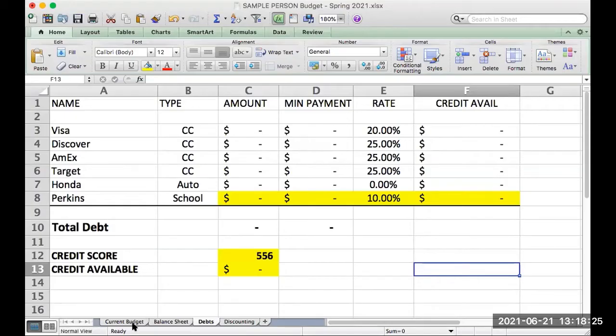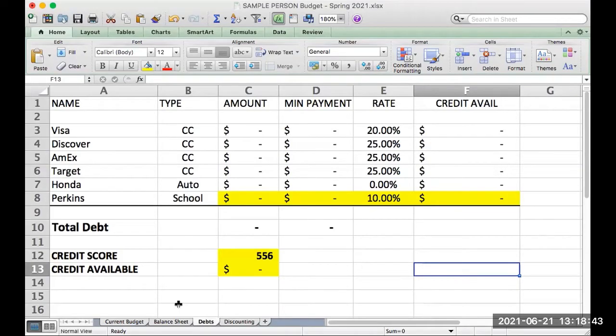We had your current budget, we had your balance sheet, we had your debts, and then something I just like to put at the end, discounting, to help people calculate present value and future value. We'll talk about that later on. Today, we're just going to focus on this tab, debts.